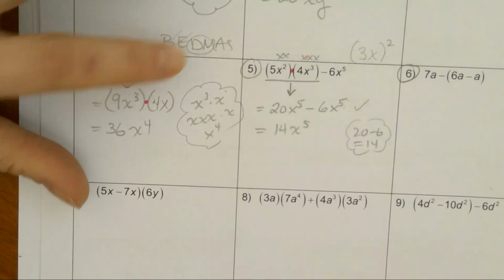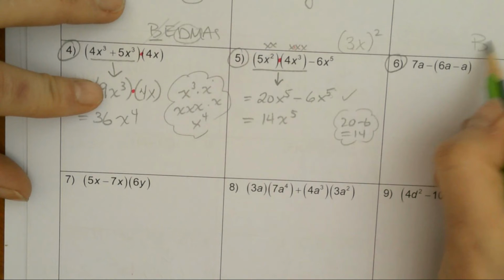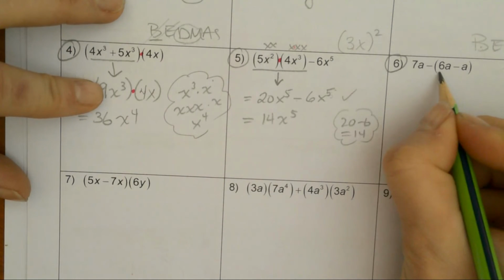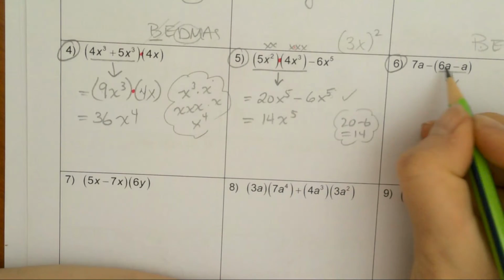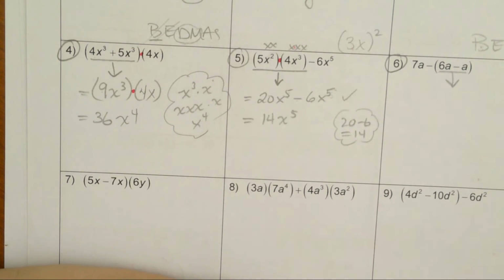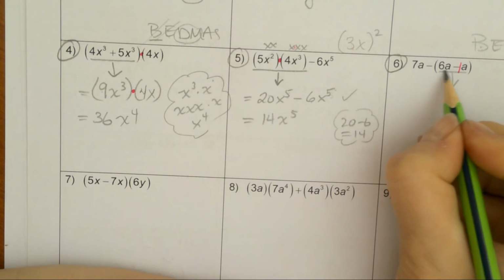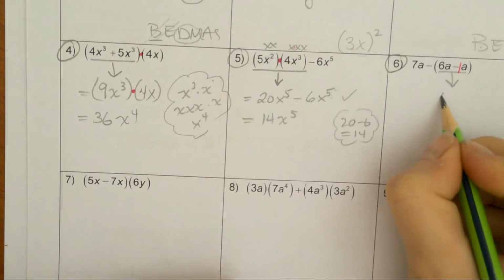Let's do 6. BEDMAS. Inside the brackets. Okay, can I put these together? A, A. Yes, they are like terms. So really there's a 1 hiding in front of the A. So I have 6A, 6 apples, and I lose 1 apple. Okay, I have 5 apples.